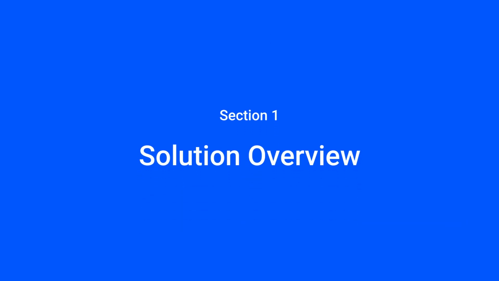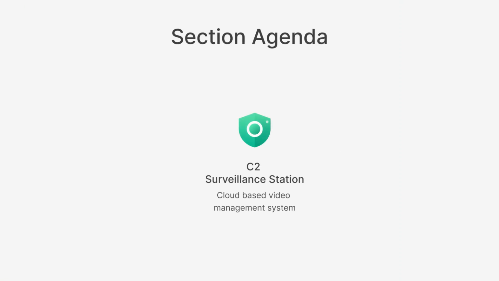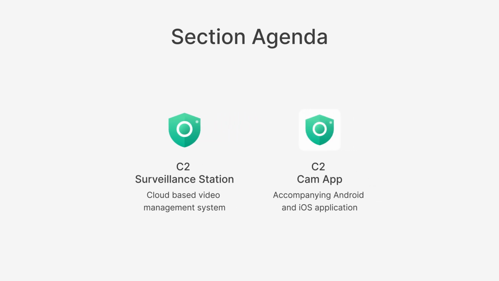Moving on into section 1, taking a look at a solution overview for C2 Surveillance Station. In this section, we're going to start off with Synology's C2 Surveillance Station and get an overview of this new platform. We're then going to take a look at C2 Cam, which is essentially just the DS Cam application, but for the Synology C2 surveillance platform.